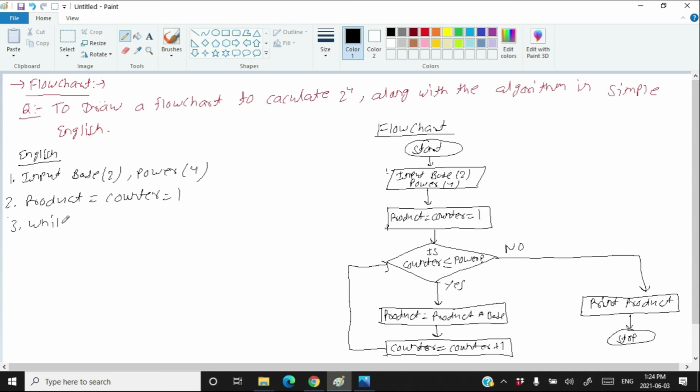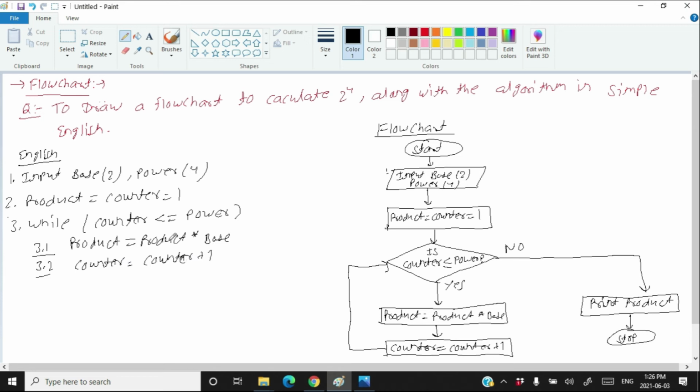While counter is less than or equal to power. While means keep on repeating the things until counter is greater than power. So while counter is less than or equal to power, you have to calculate, I'm writing here 3.1, because these steps will be repeated: product is equal to product multiplied by base, and 3.2 is counter is equal to counter plus 1.